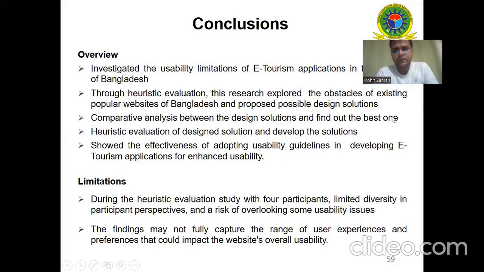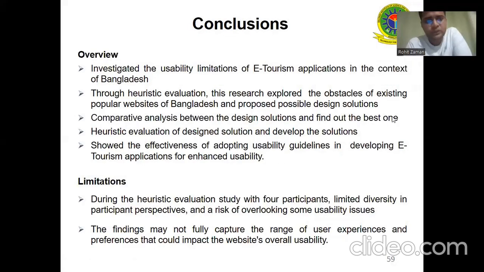So now I have come to the conclusion. We have investigated the usability limitations of e-tourism applications in the context of Bangladesh through heuristic evaluation. In this research, we explored the obstacles of existing popular websites of Bangladesh and proposed possible design solutions, and we also did a comparative analysis. We did the heuristic evaluation, and we showed the effectiveness of usability guidelines in developing e-tourism applications to enhance usability.